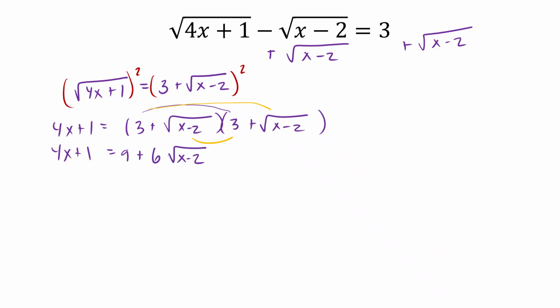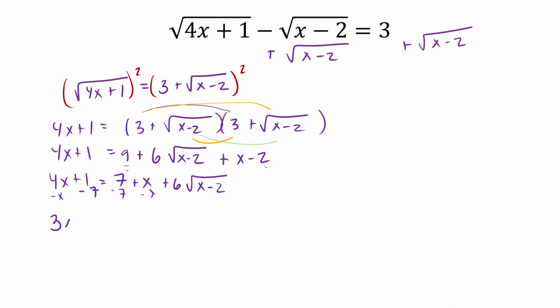That yucky stuff. And then last but not least, we're going to take the square root and multiply it by itself, which is going to give us whatever was inside. Taking a quick moment and doing 9 minus 2 to get 7 plus x. I'll just move that around to the other side. And now we are going to subtract 7 from both sides and subtract x from both sides. So we're going to have 3x minus 6 is equal to 6 square root of x minus 2.